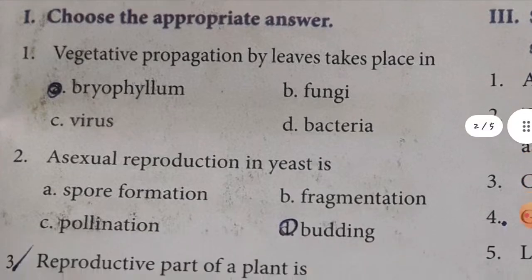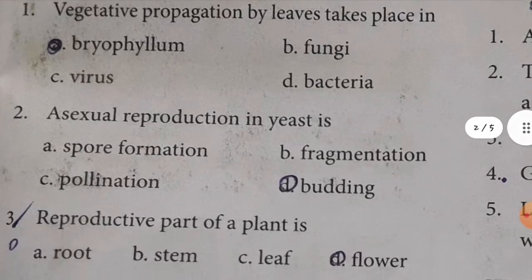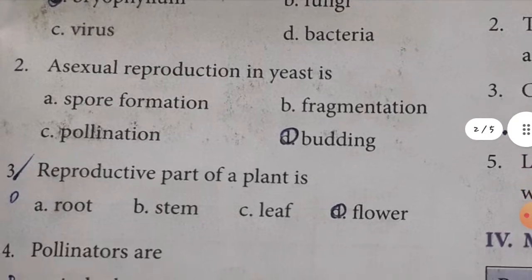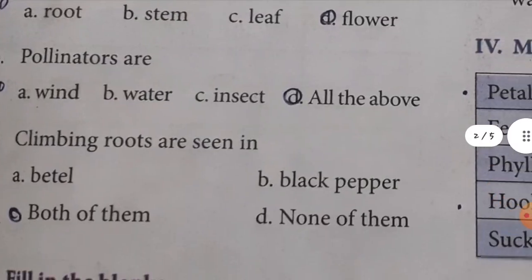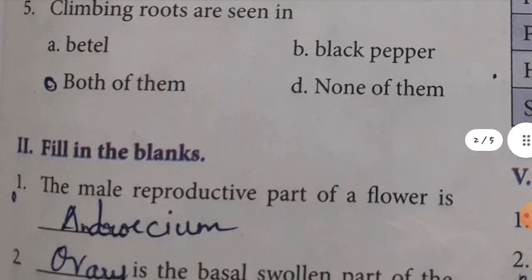Choose the appropriate answer. First one, vegetative propagation by leaves takes place in option A, bryophyllum. Second one, asexual reproduction in yeast is budding. And third one, the reproductive part of a plant is option D, flower. Fourth one, pollinators are all the above. All the above means what? Rain, water, insects. Fifth one, climbing roots are seen in both of them, betel and black pepper. Okay, that is the climbing roots.